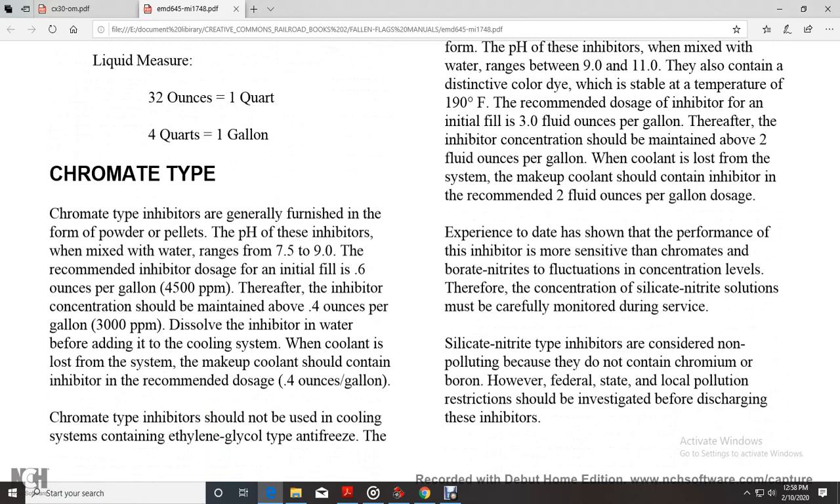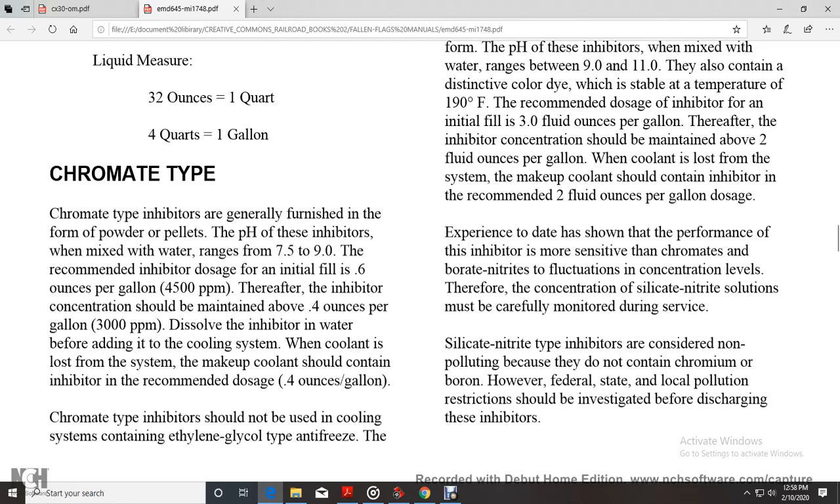The recommended inhibitor dosage for the initial fill is 0.6 ounces per gallon, at 4,500 parts per million. Thereafter, the inhibitor concentration is maintained at above 0.4 ounces per gallon, at 3,000 parts per million. Dissolve the inhibitor in water before adding it to the cooling system. When coolant is lost from the system, the makeup coolant should contain the inhibitor at the recommended dose of 0.4 ounces per gallon.